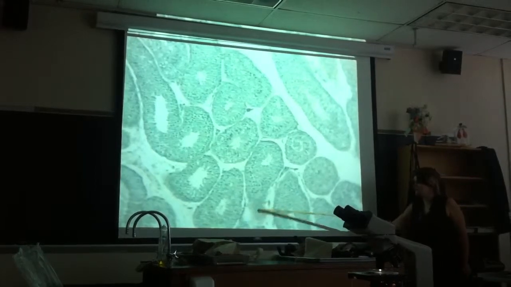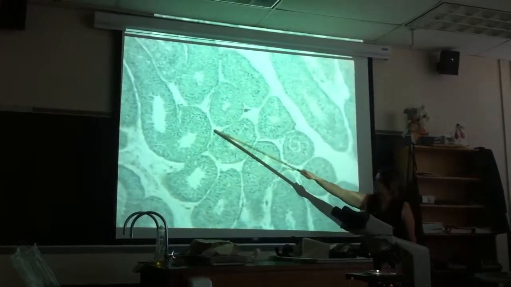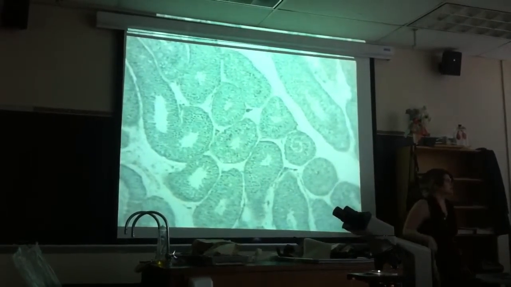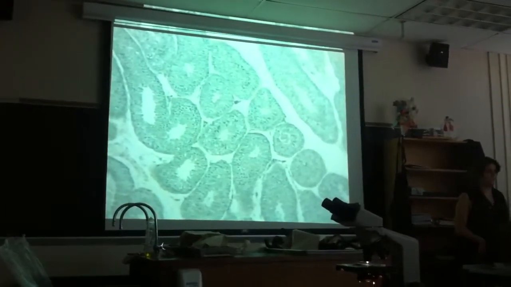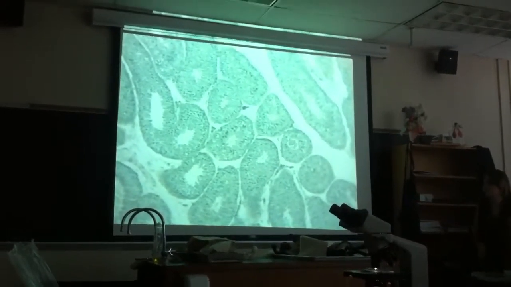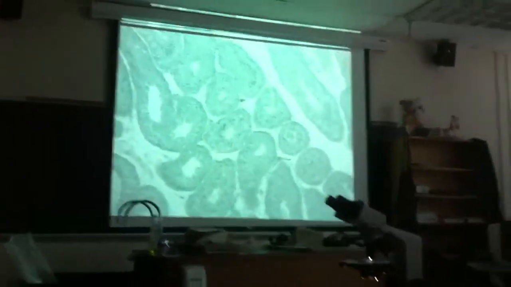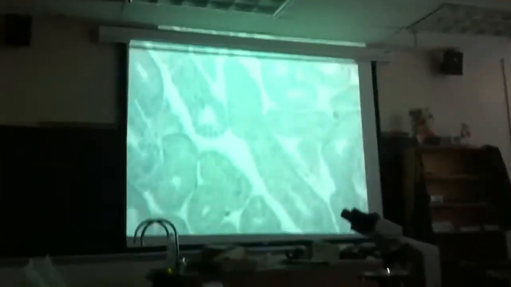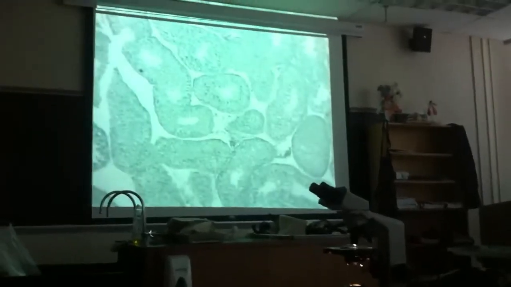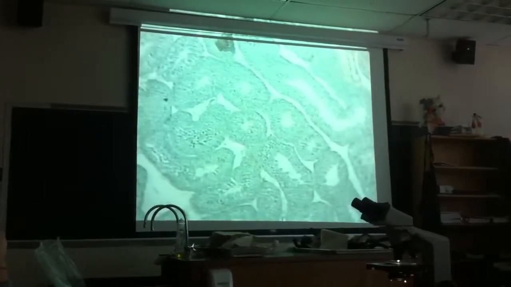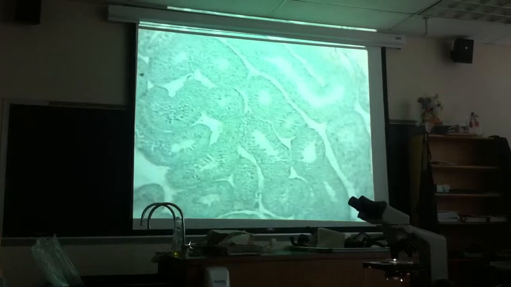There's another one here, and here's a nice one right here. So we have to know those two basics, the seminiferous tubules and the interstitial cells. But within the seminiferous tubules, we have to get a little bit more specific. So let me find a good one to demonstrate. All right, so here's some good ones.